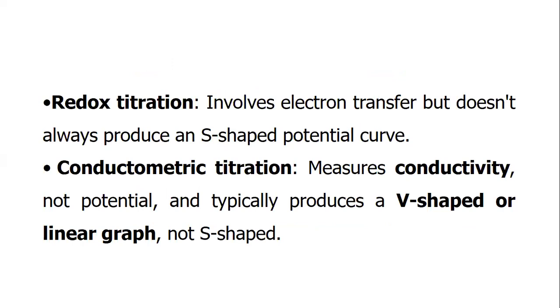Redox titration involves electron transfer but does not always produce an S-shaped potential curve. In case of conductometric titration, it measures conductivity, not potential, and typically produces a V-shaped or linear graph, not S-shaped.